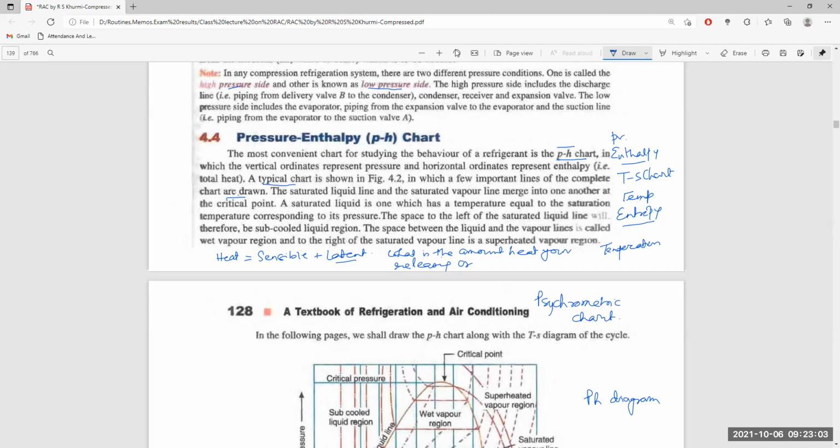This chart is extremely critical and difficult to understand. I will explain it at the time of our psychrometric chapter. But let us do up to our present requirement.